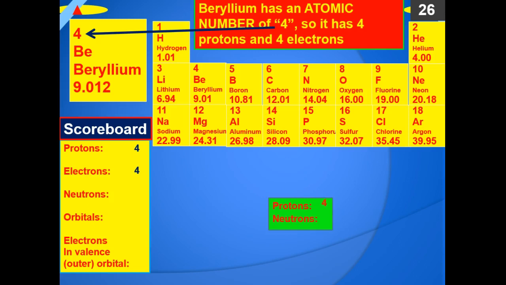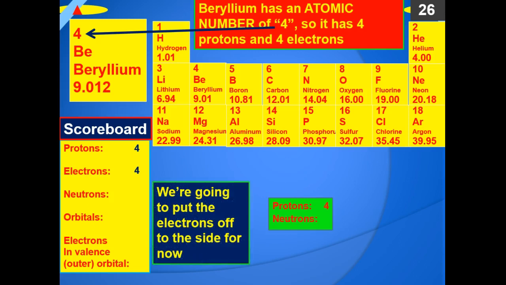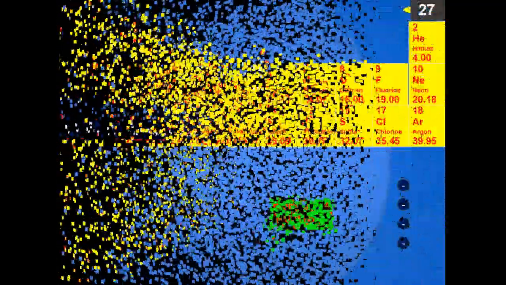So the first thing that we have to do, and you'll notice down in the nucleus, rather than draw all those circles with pluses and equal signs, we're just going to put protons 4, and then we'll figure out neutrons, and we'll put that number in there as well. The electrons are going to be put off to the side. There's 4 of them over on the right-hand side. Now we're off to figure out how many neutrons.